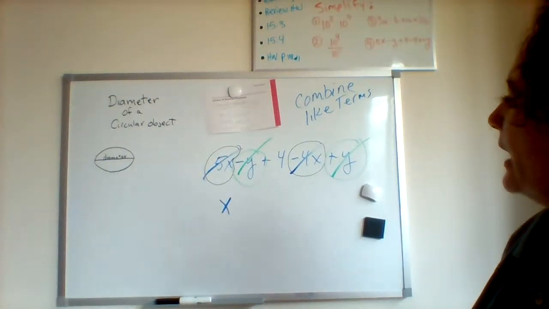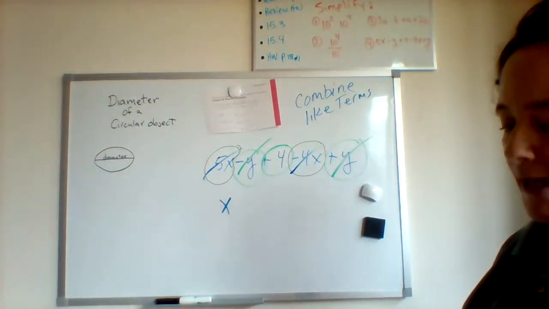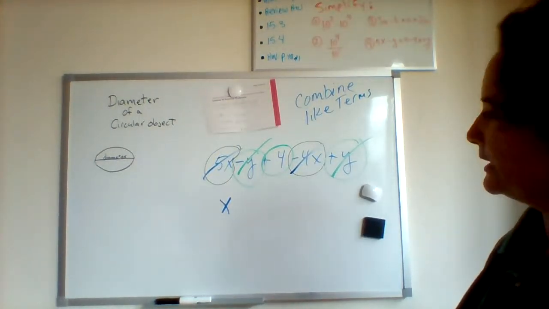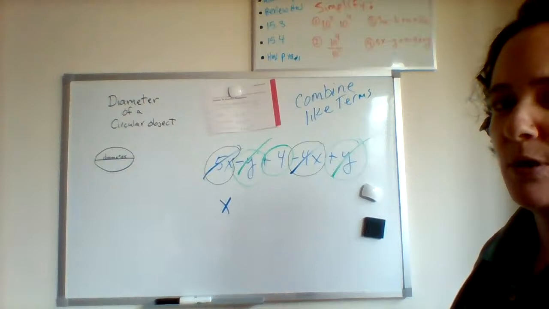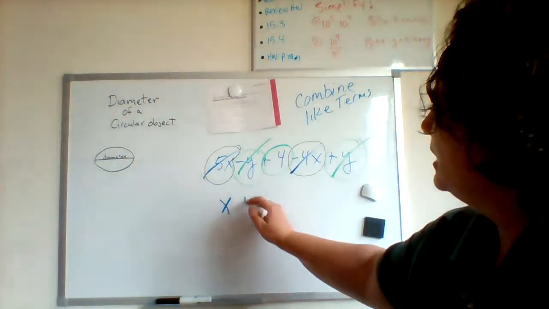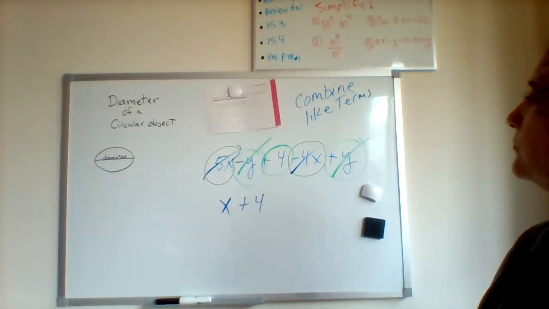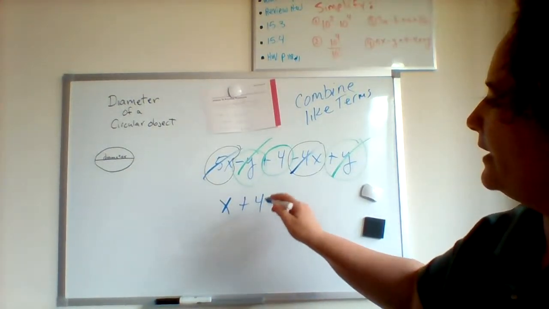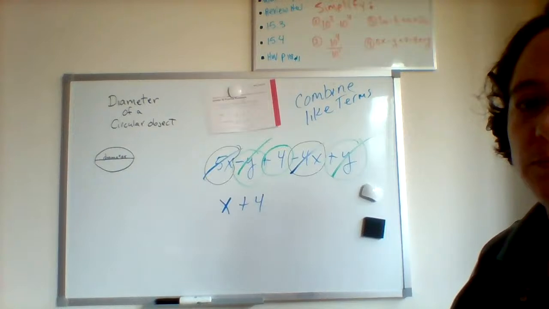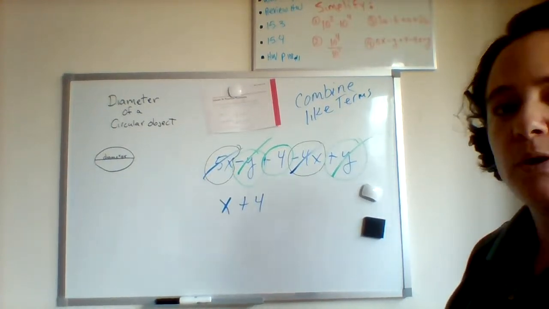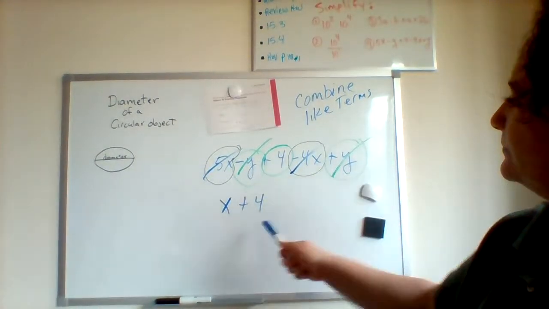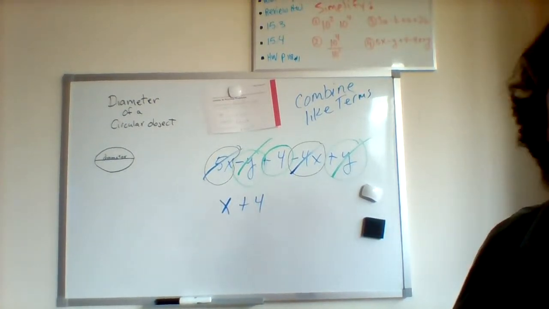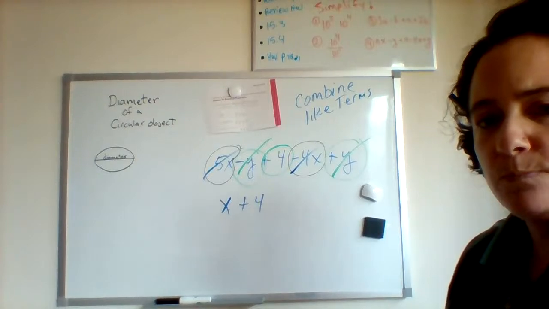What does that leave me with? That leaves me with this positive 4 just kind of hanging out with no one to talk to or be around. But that's okay, because we celebrate individuality in this world, right? Plus 4. And that's it. That is the simplified version of that from your warm-up. X plus 4. Nice, right? Okay. Any questions on combining like terms?